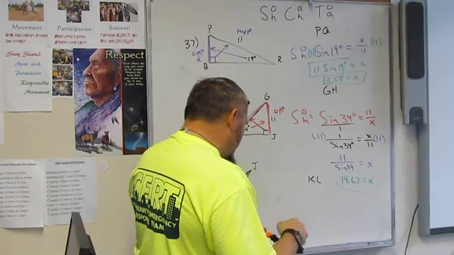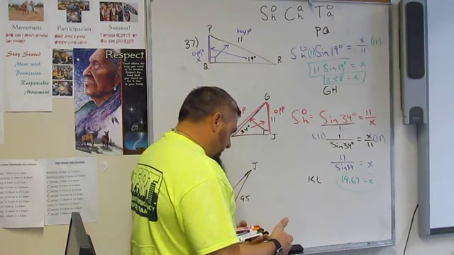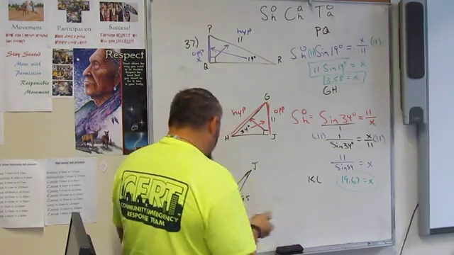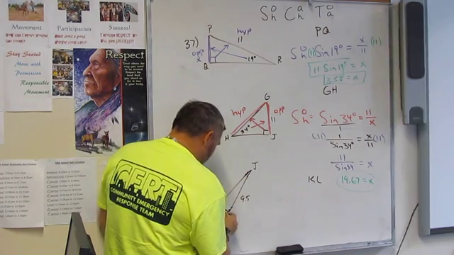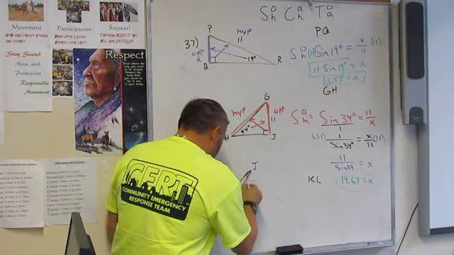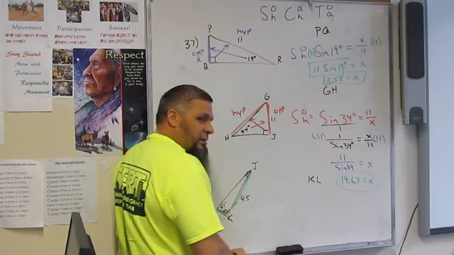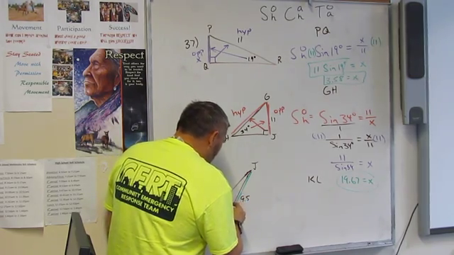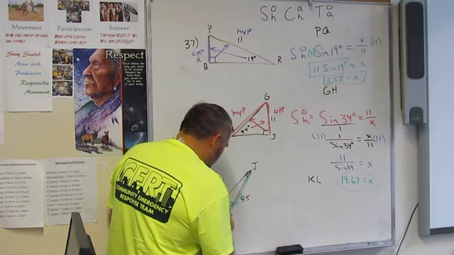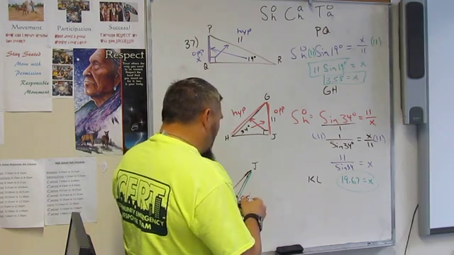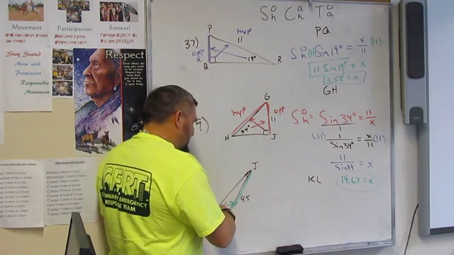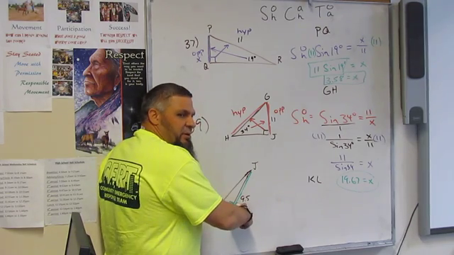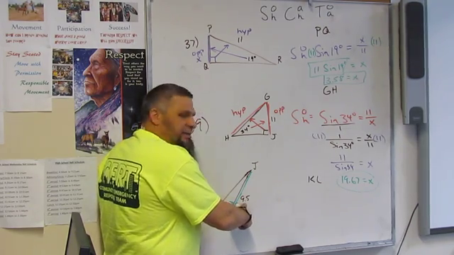They want KL. Use a different color. Green? Alright. KL. That's this guy right here. And I'm going from this angle. So, I'm looking at this and this. So what do I have? 61 and 9.5. Is that opposite? Is that adjacent? Is that hypotenuse?